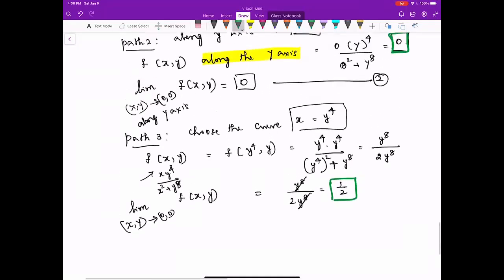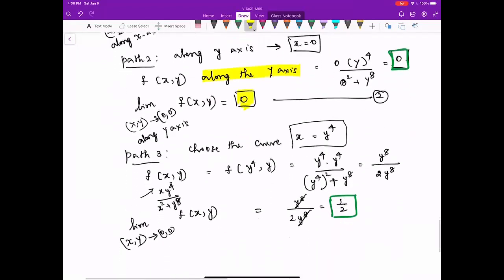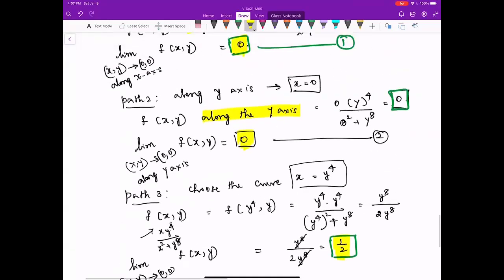So we notice here, along the x-axis, the limit is 0. Along the y-axis also, the limit is 0. But along the curve x equal to y to the power 4, the limit is equal to 1/2. So what did we say initially? That the limit does not exist if you find two paths along which the limits are different. So we have found two paths.